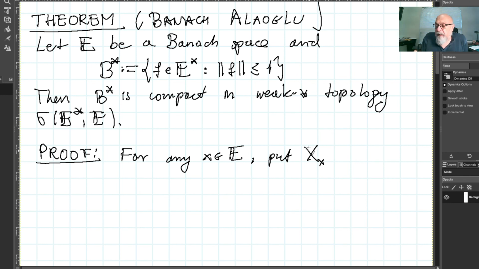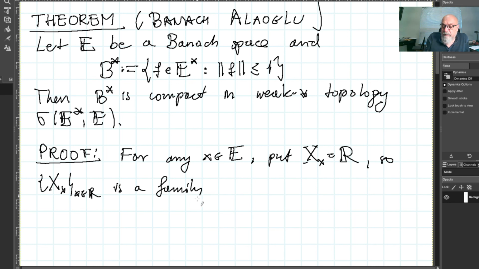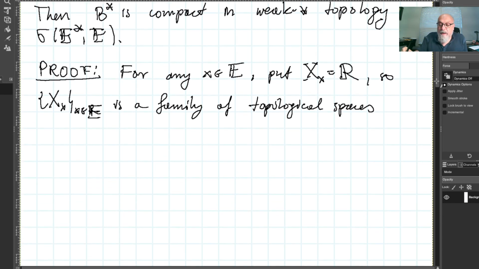Put X_x, like in the previous theorem, capital X is a topological space which is exactly R. And what is R? R is a topological space, just the set of real numbers with the usual topology. Since we have a family X_x, x belongs to E, of topological spaces, we can take the product space.